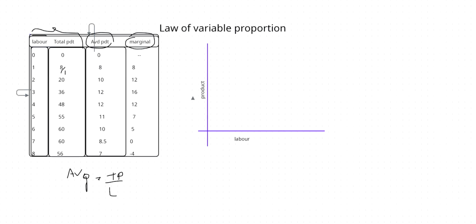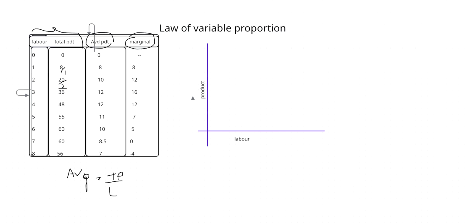Next, I increase to 2 labor units, where I have got a total product of 20. Average is the total product divided by labor, so 20 divided by 2 gives 10. This is how 36 divided by 3, 48 divided by 4, 55 divided by 5, 60 divided by 6, 60 divided by 7, and 56 divided by 8. This is how I got my average.